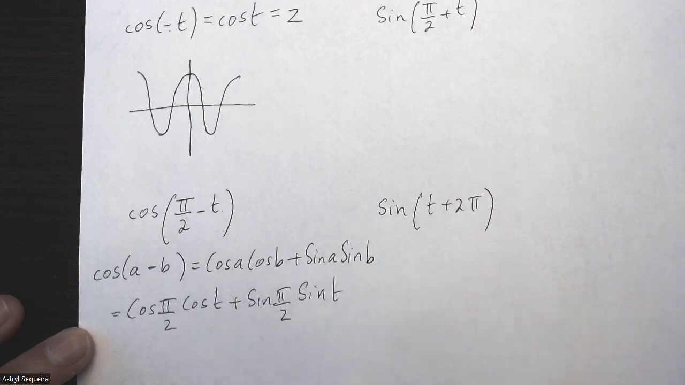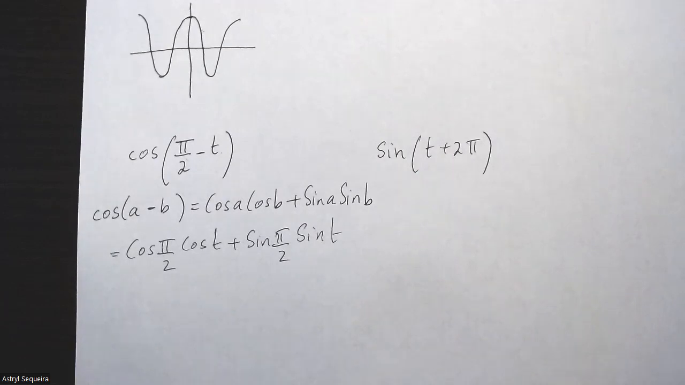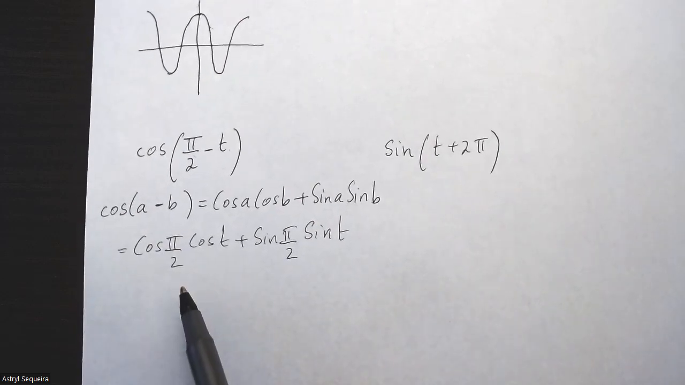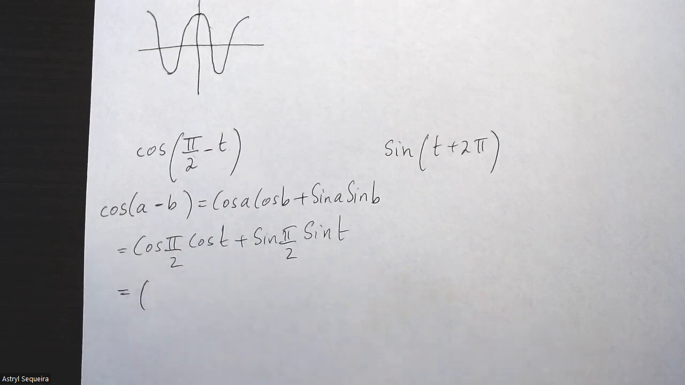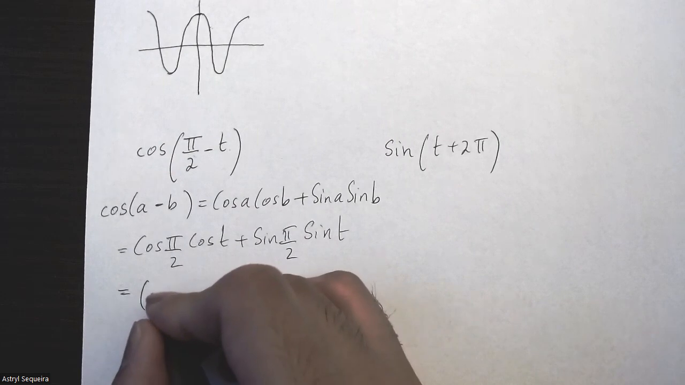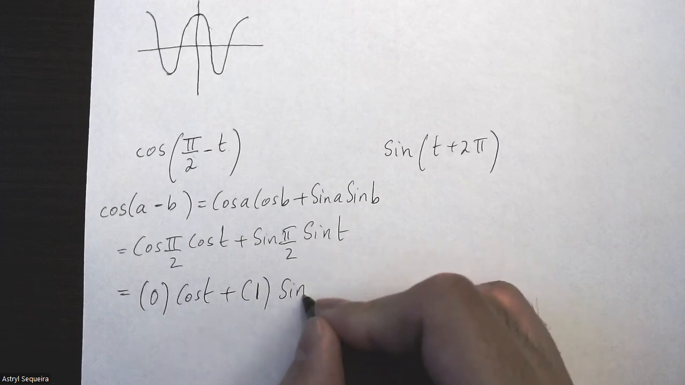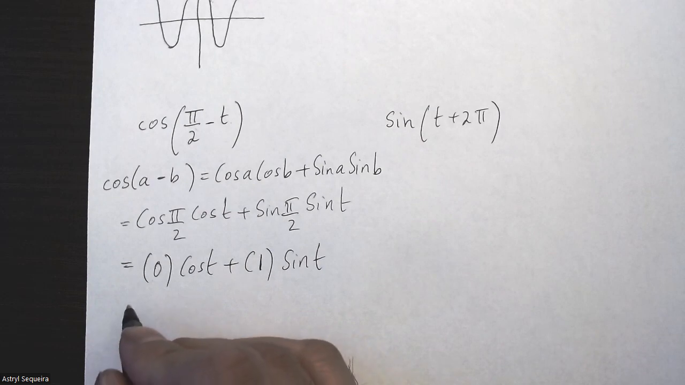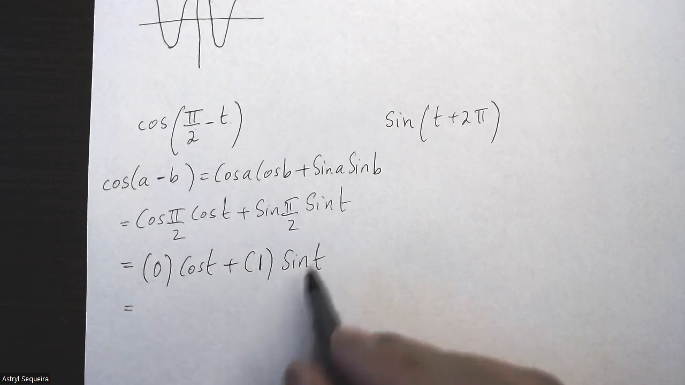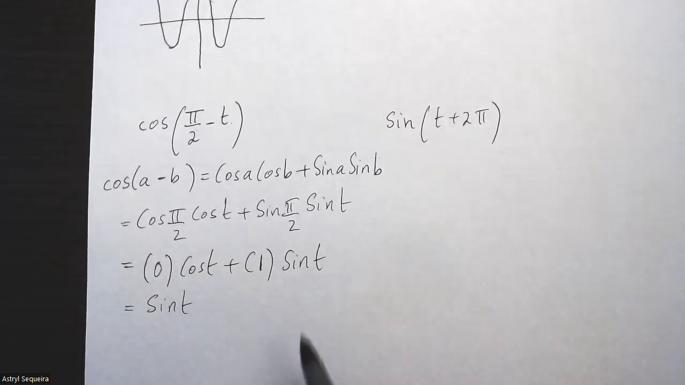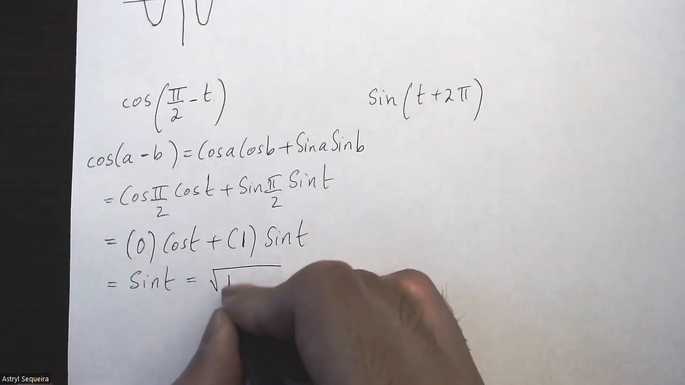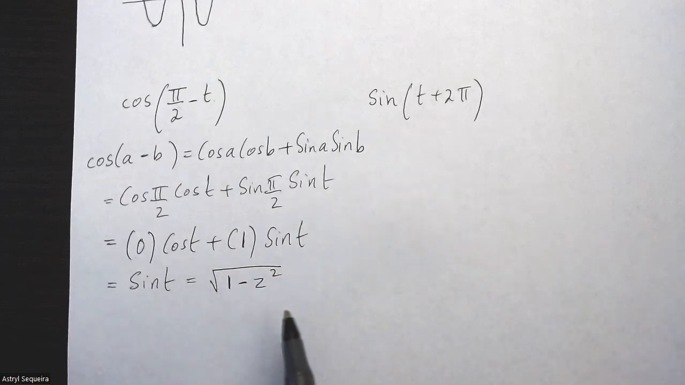Now you can either use your calculator for this step, or you can use your special triangles, whichever one your class allows. Cos pi over 2 is just, I'm going to use my calculator, I think it's 0. Then double checking, yep, it is 0. And sine pi over 2 is just 1. 0 times cos t is just 0, so I don't need to write that anymore. 1 times sine t is just sine t. And then we know from the first example that sine t is just root of 1 minus z squared. So exact same answer as the first question for this third one.